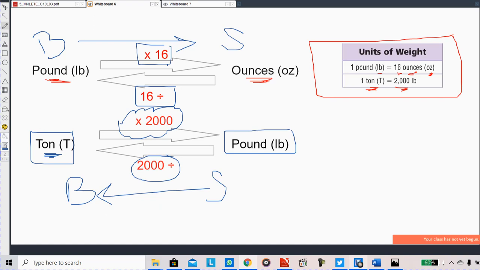Okay, it's a very simple, very easy rule. Big to small, multiply; small to big, divide. And we have only 3 units here. The biggest unit is ton, then pounds, and the smallest unit is ounces. Okay, let's move back to our lesson.